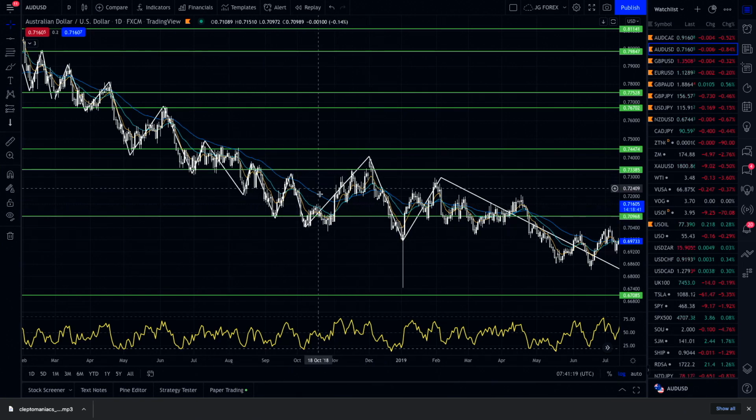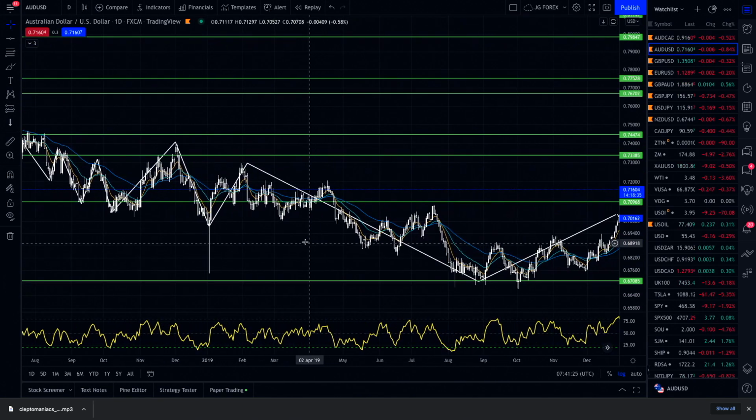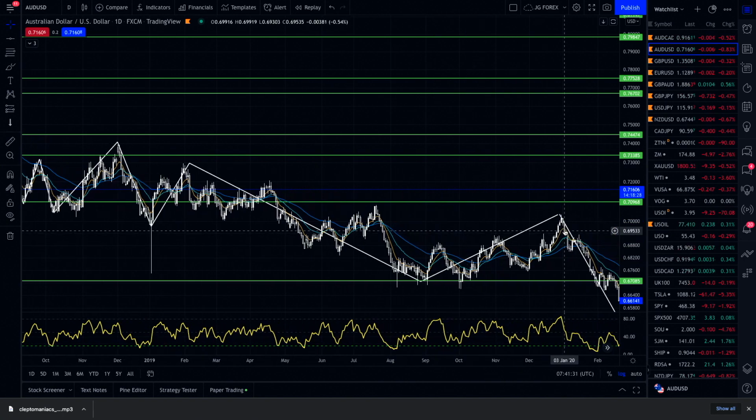This is where we had the rotation, so it violated all of that. And then we continued down, and look, we had this new support level, we violated it, we pushed back up, and it became resistance here, here, right?